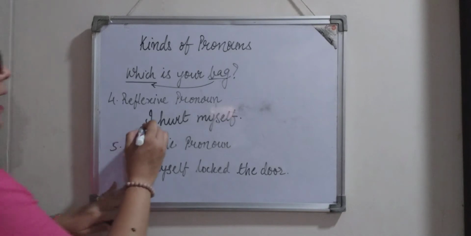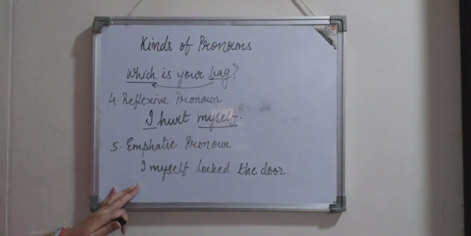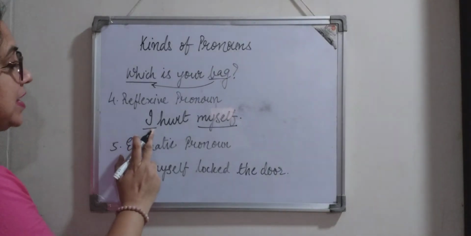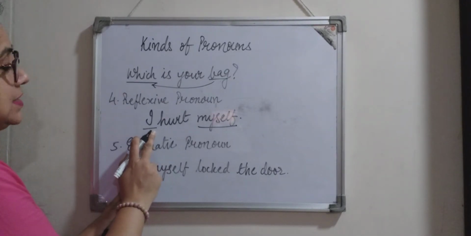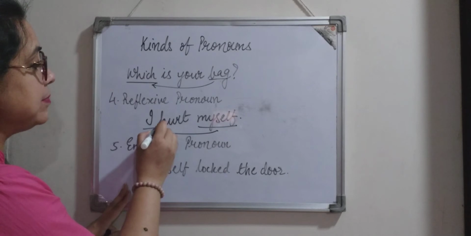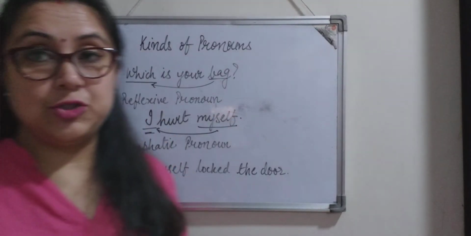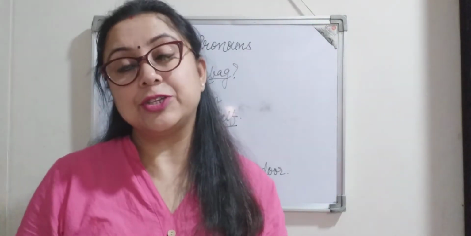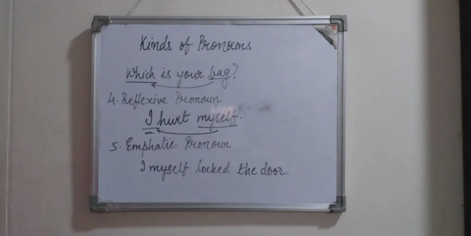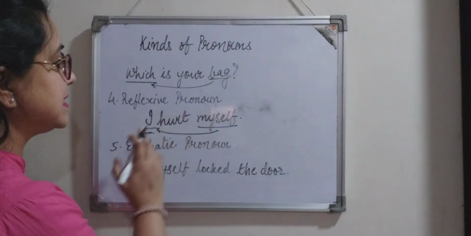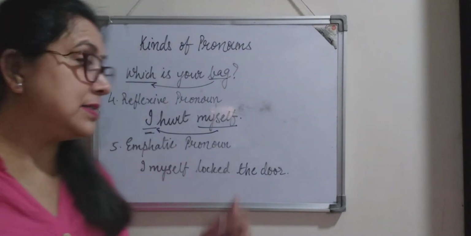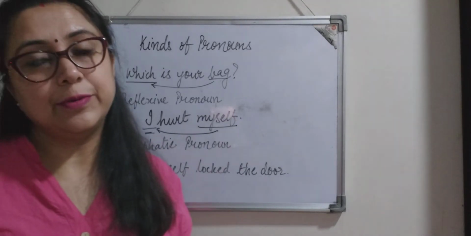As for example, I hurt myself. Is there anybody else whom I am hurting? No. I hurt myself. So the doer of the action, the subject of the sentence, is I, right? And the receiver also is the same person. So when the subject and the receiver of the action both are the same, there the pronoun is a reflexive pronoun. I hope this is clear to all of you. In the sentence, I hurt myself, myself reflects back the action to the subject, that is I, right? So myself is the reflexive pronoun.